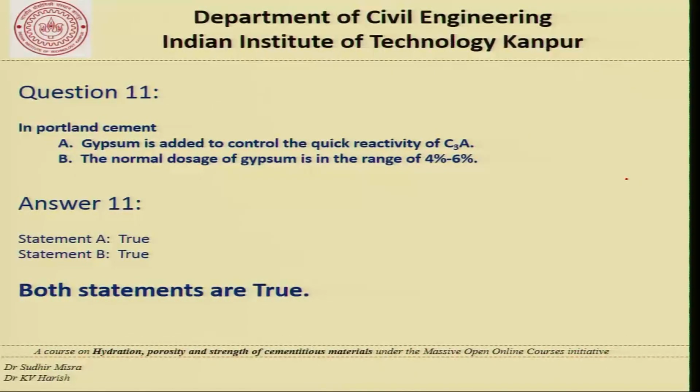Gypsum is added to control the quick reactivity of C3A, and the normal dosage of gypsum is in the range of 4 to 6%. Both these statements are true, and you just have to go back to see the lecture a little more carefully.